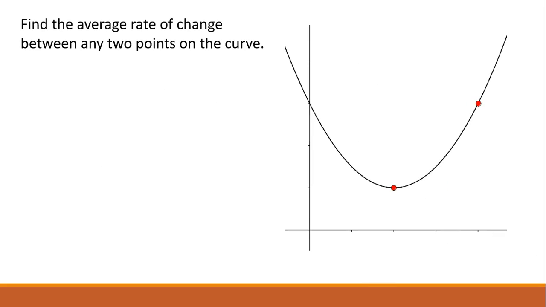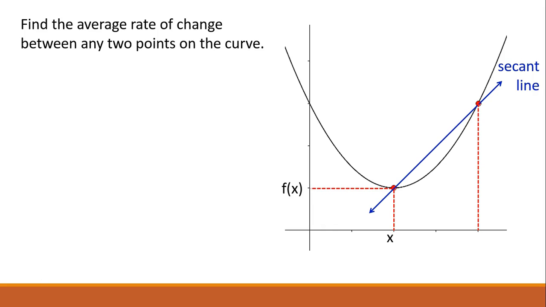Now let's generalize this a little bit. Let's say we want to be able to find the average rate of change between any 2 points on the curve. We're still going to have to find the slope of a secant line. And we're going to have to know something about the x and y coordinates of those two generalized points. So the first point has some x coordinate, and the y coordinate that would go along with that point is f of x, because it's on the curve y equals f of x.